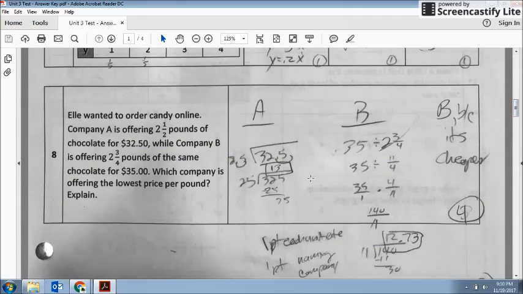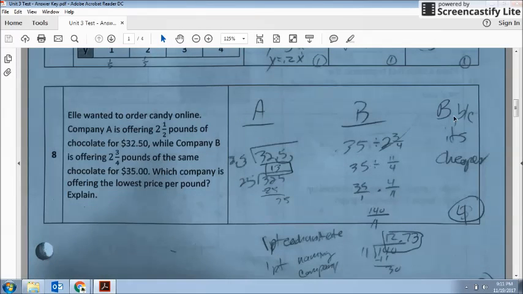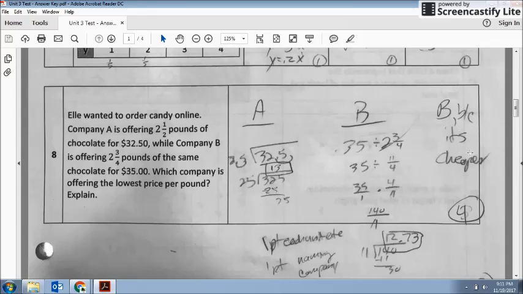For question 8, we want to find out which one of these is the better buy. For each one, we need to take the money and divide it by the pounds. So we're going to do $32.50 divided by 2.5. We get right at $13 per pound of candy. And then for company B, we take 35 and divide it by 2 3/4. When I do 35 divided by 2 3/4, I get $12.73. So company B is the cheaper one. And that's your explanation, because it's cheaper. It's 27 cents per pound cheaper.